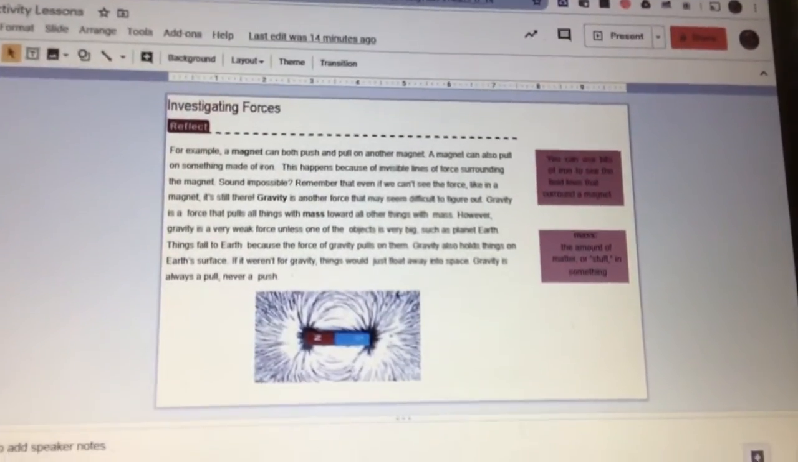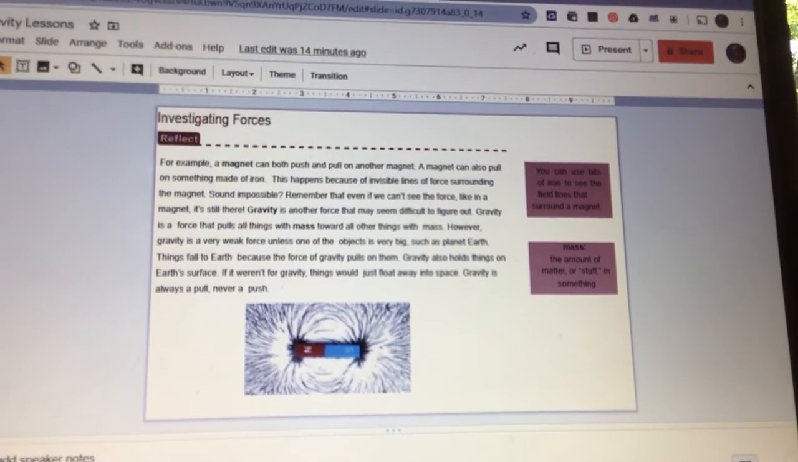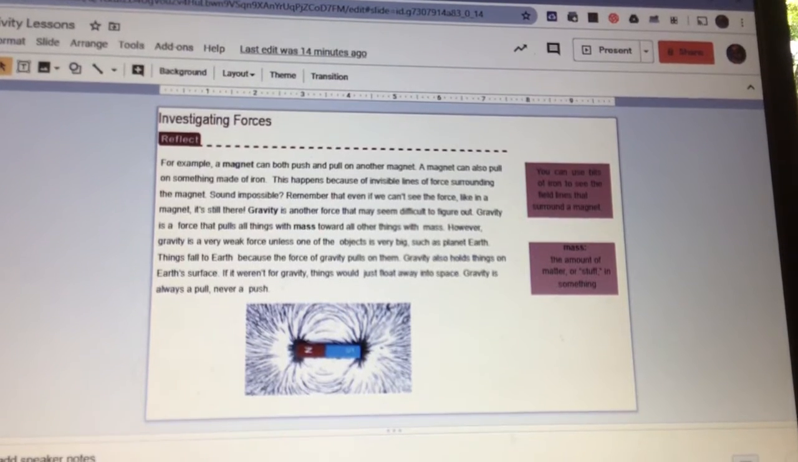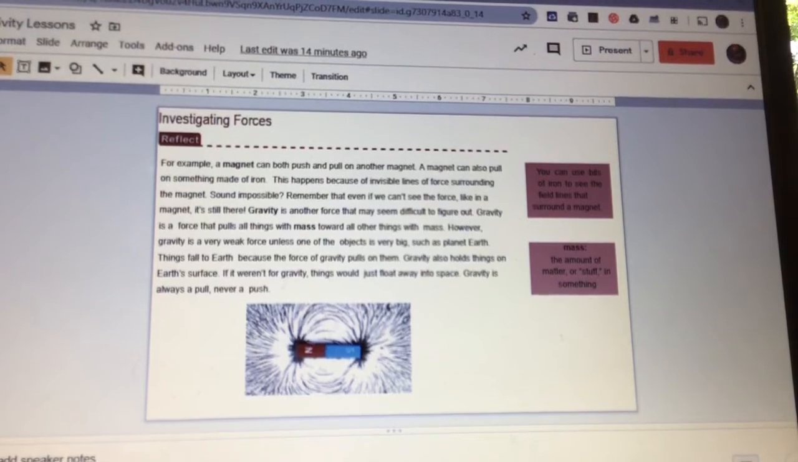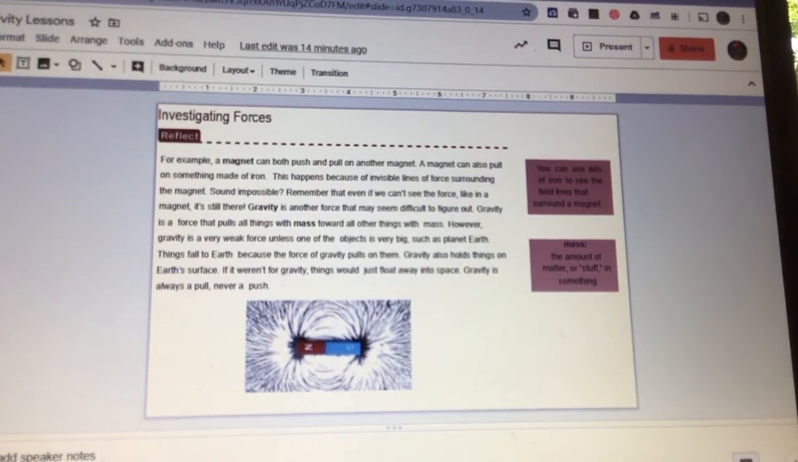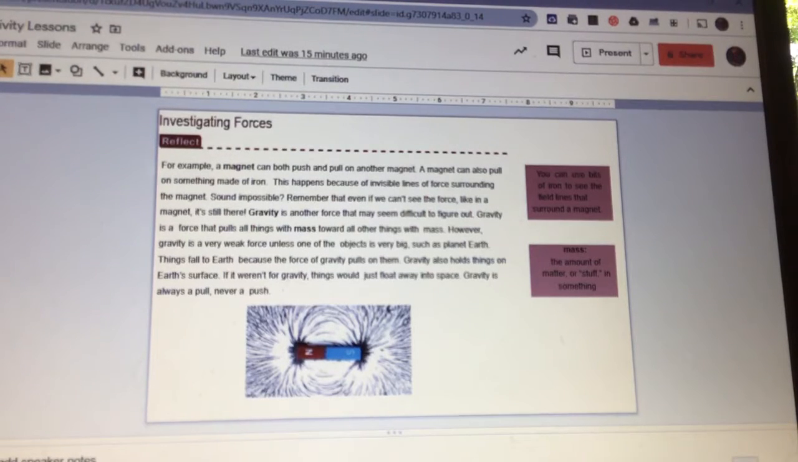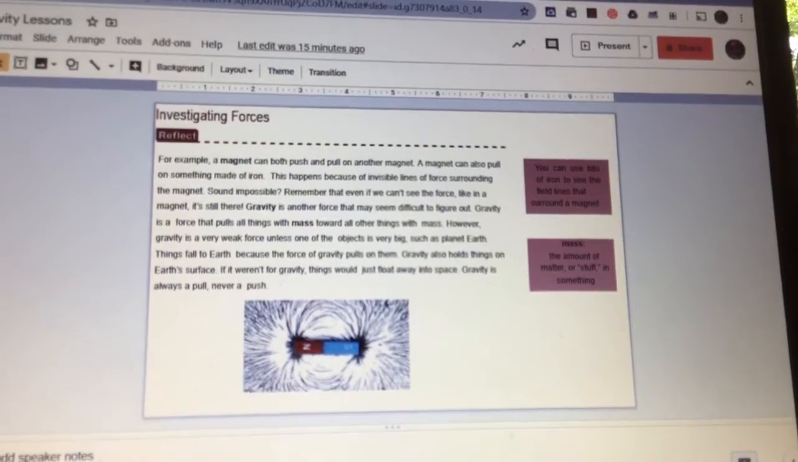For example, a magnet. A magnet can both push and pull on another magnet. A magnet can also pull on something that is made of iron or metal. This happens because of the invisible lines of a force surrounding the magnet. Sound impossible? Remember that even if we can't see the force, like in a magnet, it's still there.